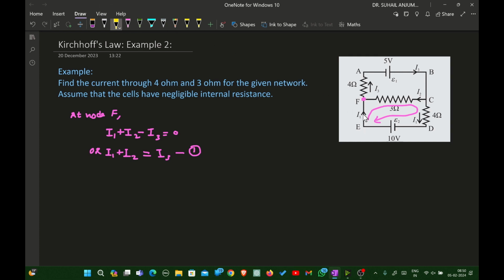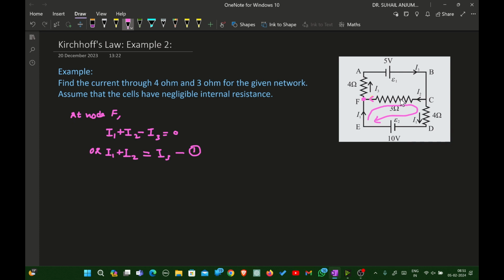Now we will start from here. Current flowing through here is I1. But at this place, the current is flowing like this, I2 is flowing like this, and our loop is traced like this. Now, we have seen the rule that if the current and the loop are parallel, and here the current and the loop are anti-parallel.